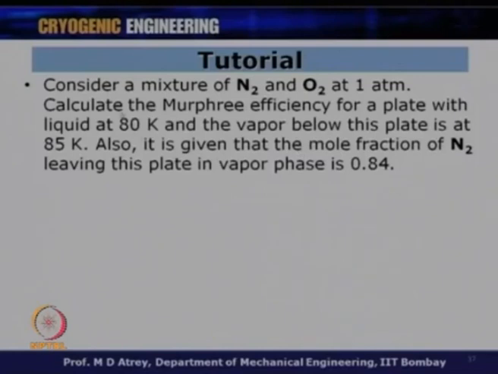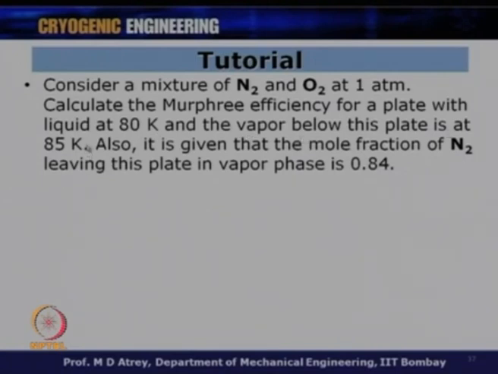This tutorial is to calculate the Murphy efficiency of a given plate. So, consider a mixture of nitrogen and oxygen at 1 atmosphere, which is entering a column. Calculate the Murphy efficiency for a plate with liquid at 80 Kelvin. The liquid is going to be at a lower temperature than the vapor. So, liquid at 80 Kelvin and the vapor below this plate is at 85 Kelvin.